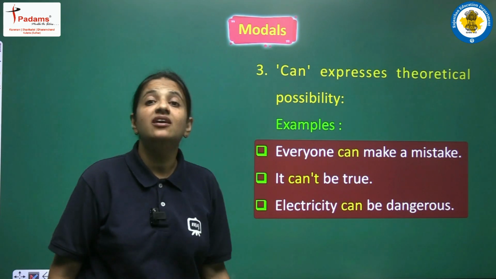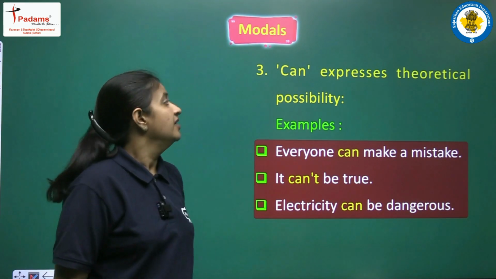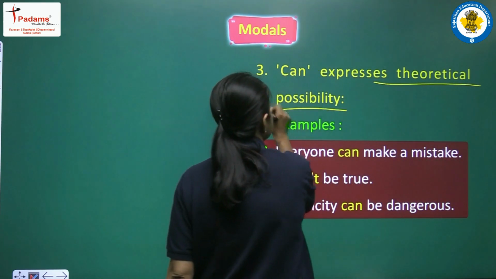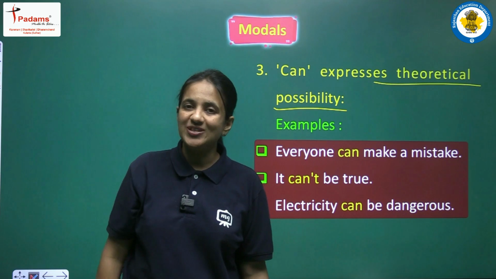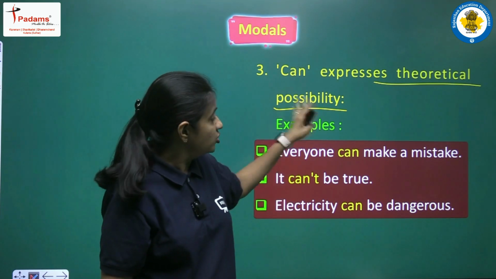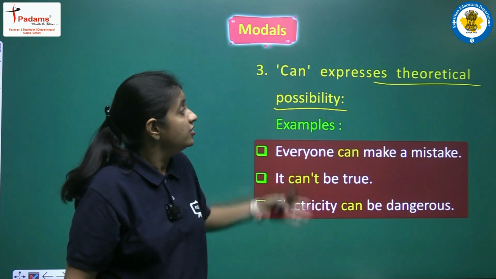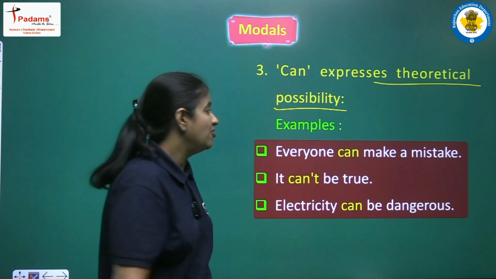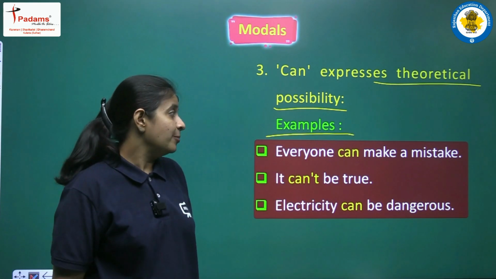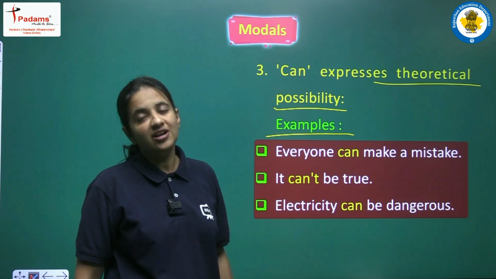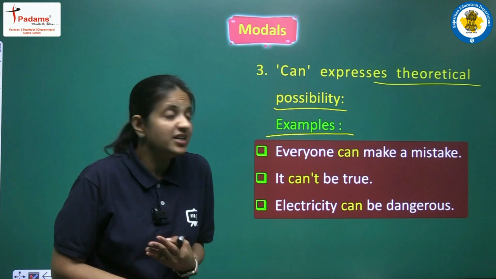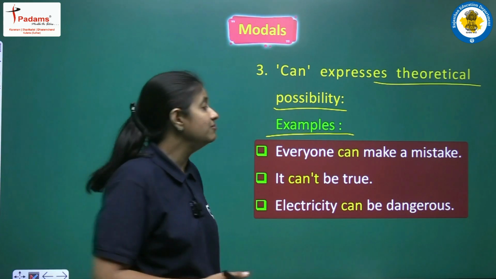Next we are having the third use of can. So let's see. Can expresses theoretical possibility. This is the third use of this modal, that is can. In this use, this modal is used to show theoretical possibility. Now let's see the examples that are associated with this rule. Everyone can make a mistake. Here we are talking about a very general thing, a very general possibility that everyone can make a mistake.